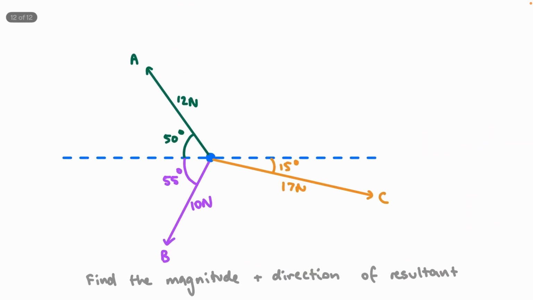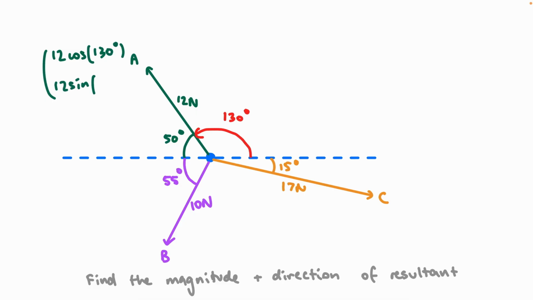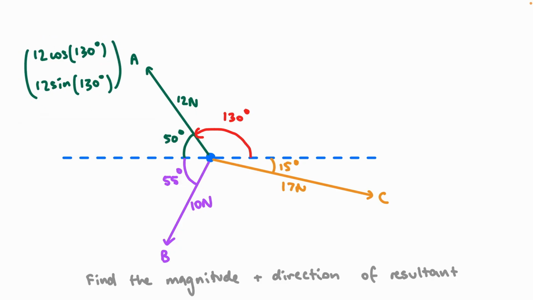So let's do the same thing up here. First, I'm going to use a different color, red, to work out this angle here, because it's the angle from the positive x-axis. And that angle is going to be 130 degrees. So to work out the component form for the vector in green, I can simply say the vector component form is going to be 12 cos 130 degrees, 12 sine 130 degrees. And this vector here is the component form for vector A.